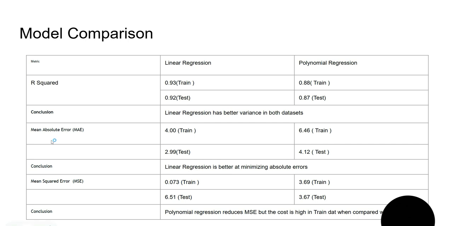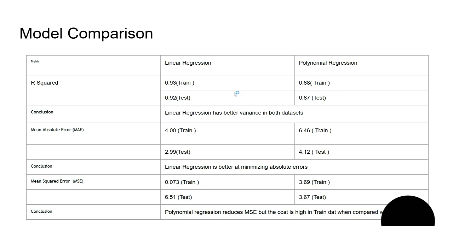So similarly, for the next metric, mean absolute error, 4 for the trained data and 2.99 for the test data. Similarly, for the polynomial regression, we have got 6.46 for the trained data and 4.12 for the test data. So to conclude for this metric, linear regression is better at minimizing the absolute errors. And for the mean squared error, given these values, it looks like the polynomial regression reduces MSE, but the cost is high in training the data when compared to the test data.